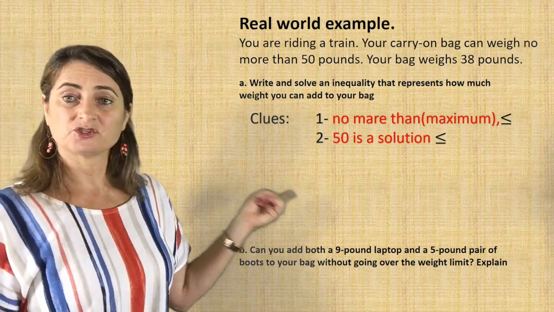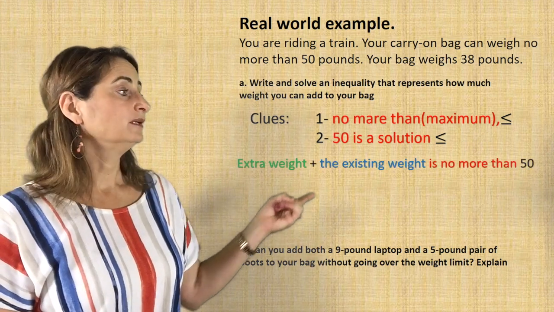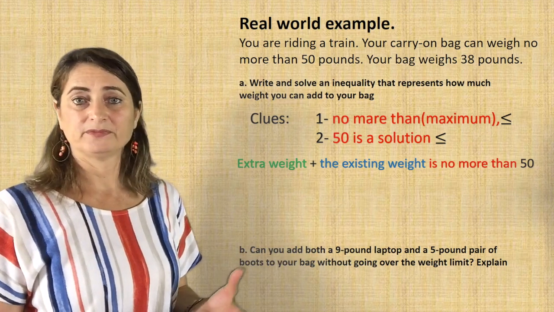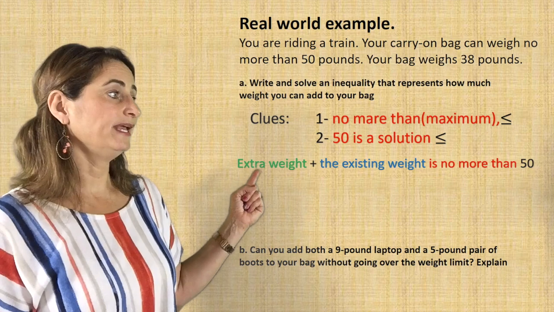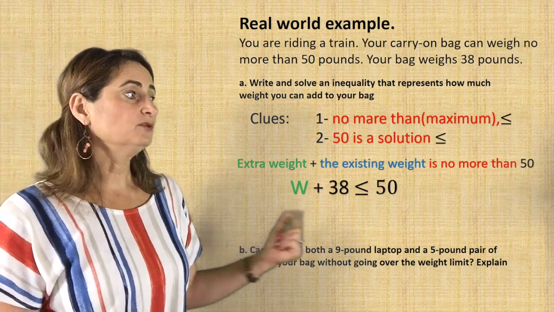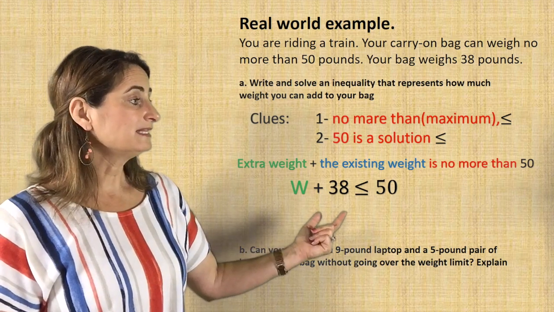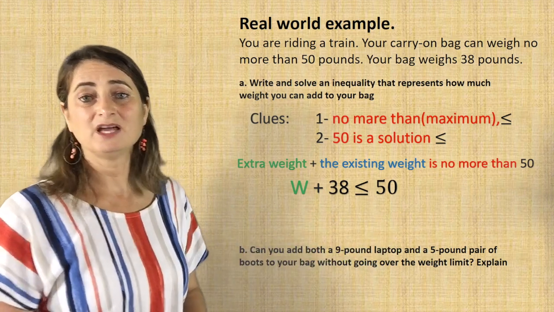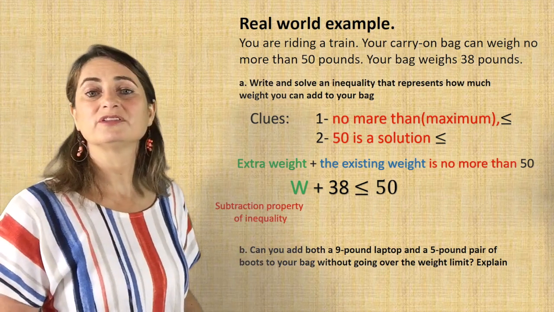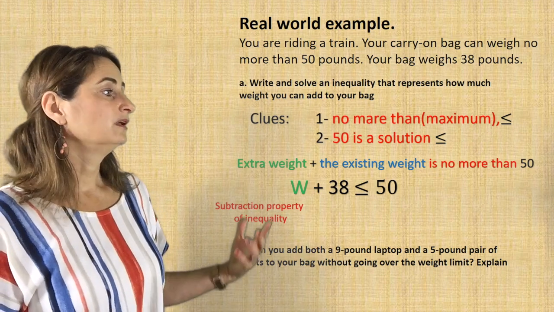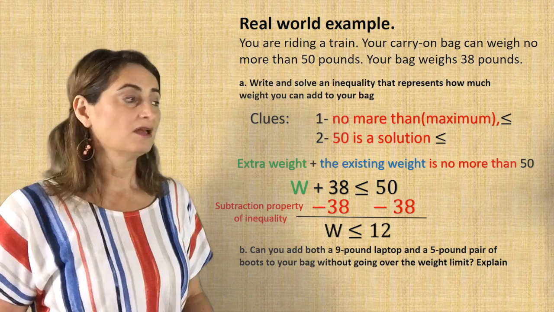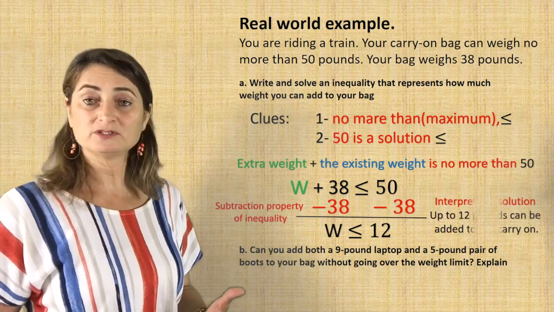Think about your extra weight that you need to add to the existing weight is no more than 50. Now this is color-coded for you to write the inequality. Extra weight is W, plus the existing weight is 38, less than or equal to 50. Now solve it. Use the subtraction property of inequality because you're getting rid of the 38 to isolate W. So W is less than or equal to 12.